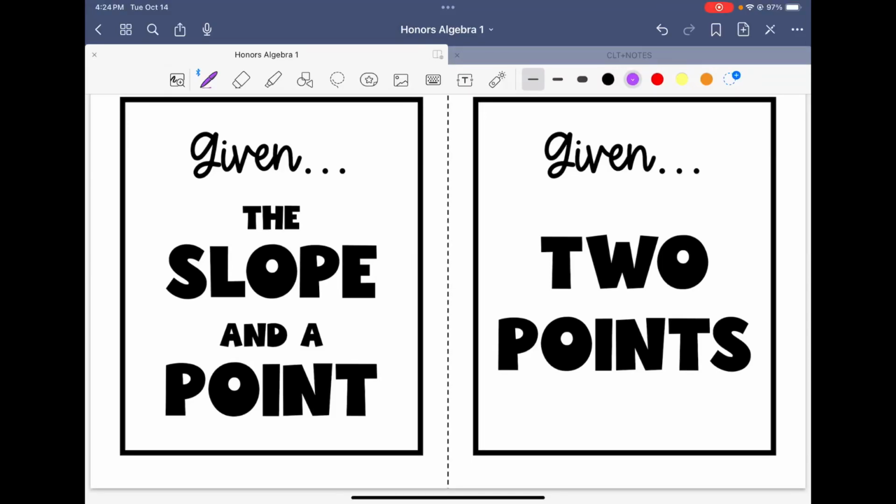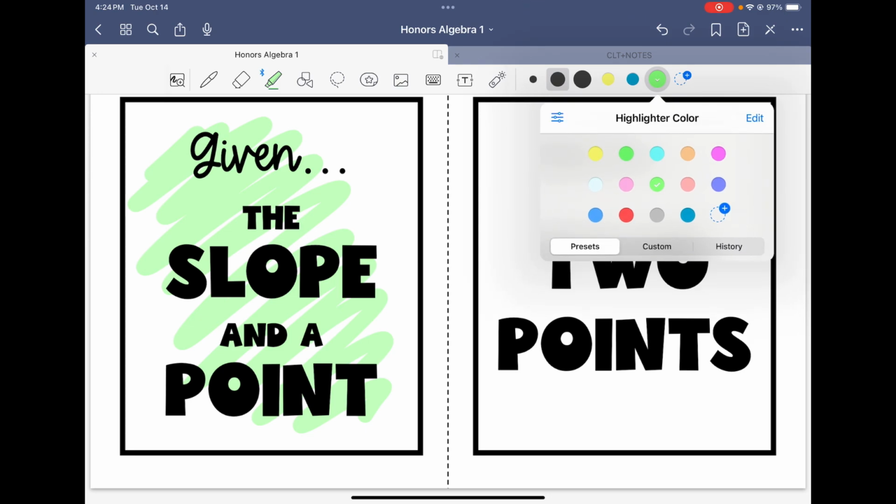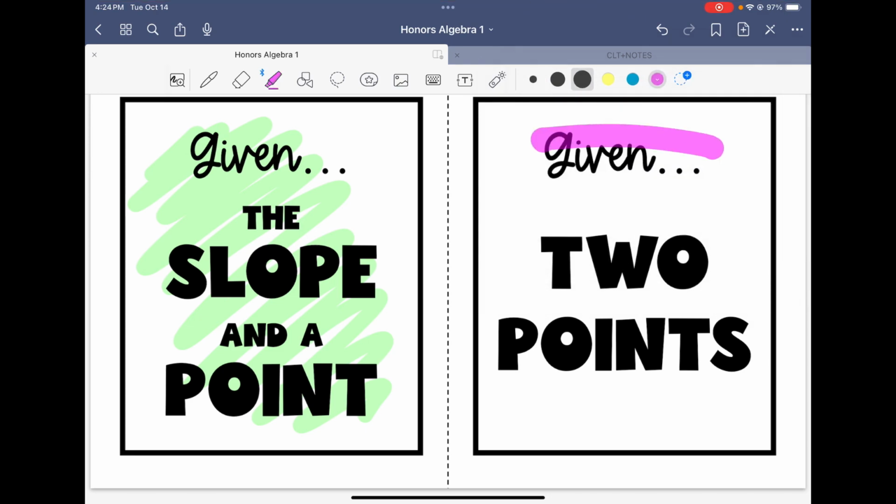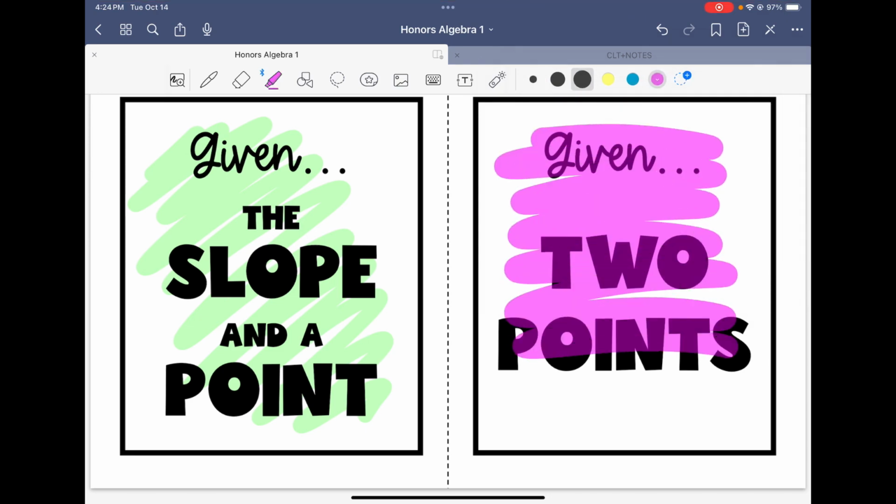Okay, guys, so today we're going to talk about how to write the equation of a line if you're only given 2 points. We already talked in our previous lesson about what to do if you're given the slope and a point, so I'm not really going to focus on that side of the notes as much as I'm going to focus on this side, where we're just given 2 points. What am I supposed to do with those 2 points?